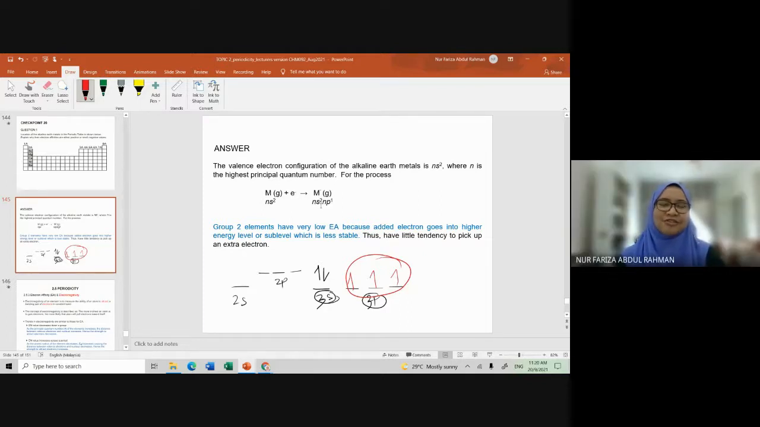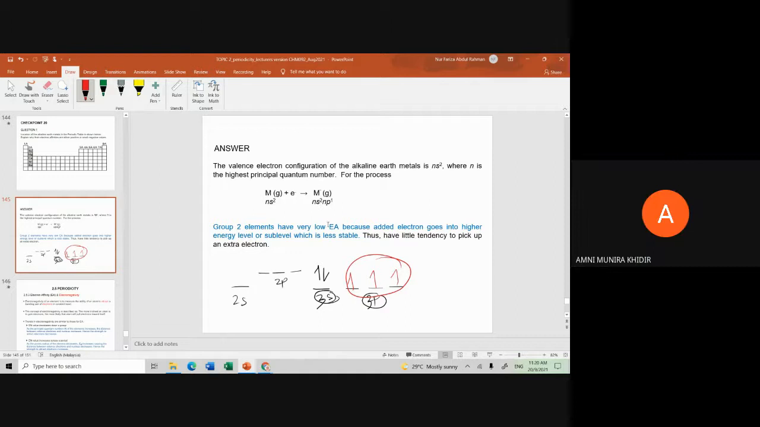Kalau greater ni usually kita go for something yang betul-betul stable. Contohnya half fill dengan partially fill, full fill dengan partially fill, ataupun noble gases punya electron configuration. Great stability and the best. Okay? Okay, madam. Right.